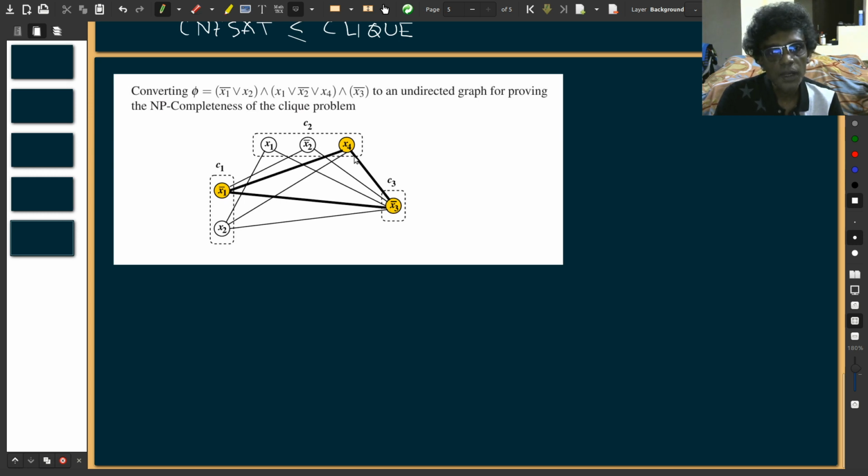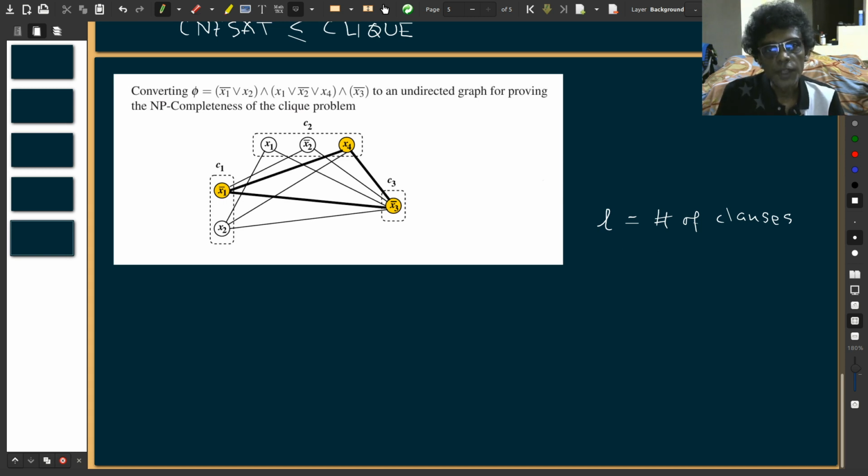Like x4 can be connected to x1 complement, x2, x3 complement. Okay, these are non-contradictory. Okay, so this is how I prepare my graph. This construction is much simpler, and I have to also specify some value of L. L is now the number of clauses.